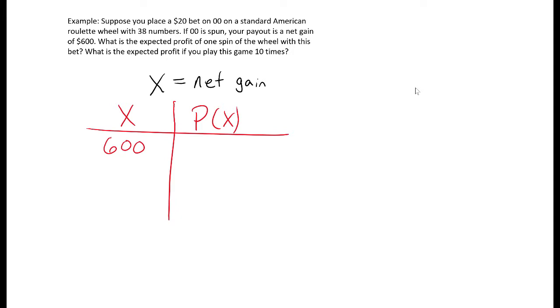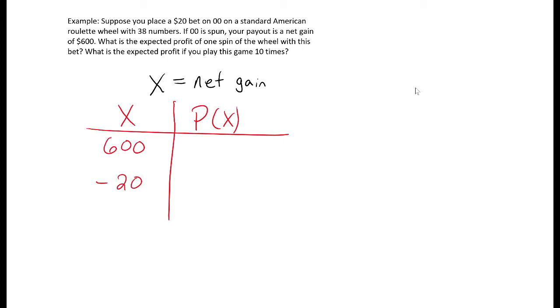But then what happens if we lose? If we lose, we don't win anything, but we paid $20 to play the game. In that case, our net payout is going to be a negative $20. So very important, especially when you're doing your homework questions. There are going to be a few of these questions. Make sure you always account for the case where you don't win anything. Especially in casinos, that's the most likely case anyways. All right, so $600 or negative $20, those are our two payouts.